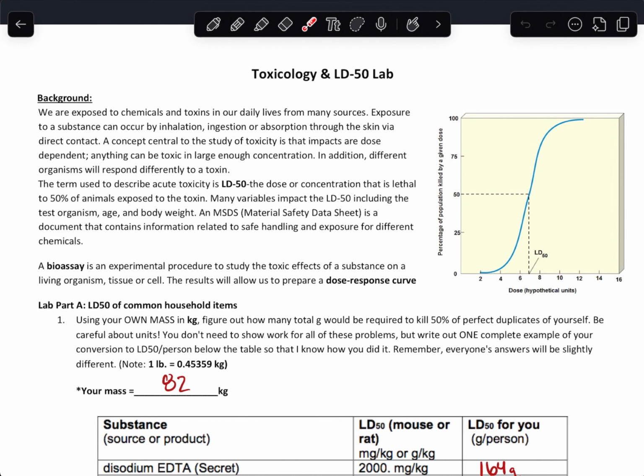This is going to show you how to do the LD50 or Toxicology Lab. We're only going to do a portion of this lab. Some of it gets kind of complicated, and I want to be able to be here and show you what all this stuff means. So we're only going to do this first part of the lab.